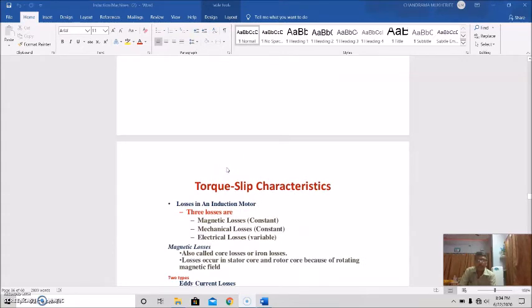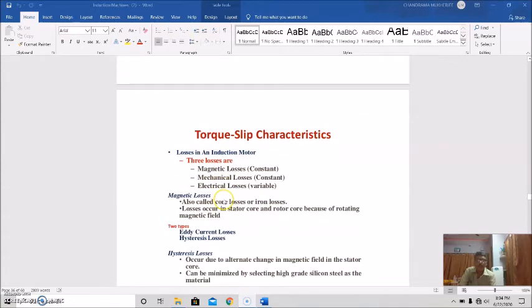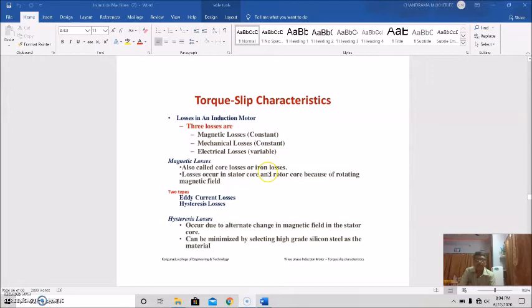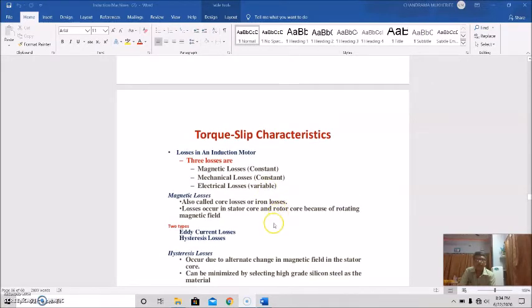Then we'll discuss the losses in the induction motor: magnetic losses, that is the constant losses, mechanical losses, also constant losses, and electrical losses, that is variable losses. Magnetic losses are also called core losses or iron losses, and they occur in the stator core and rotor core because of the rotating magnetic field. These are of two types: eddy current loss and hysteresis loss.